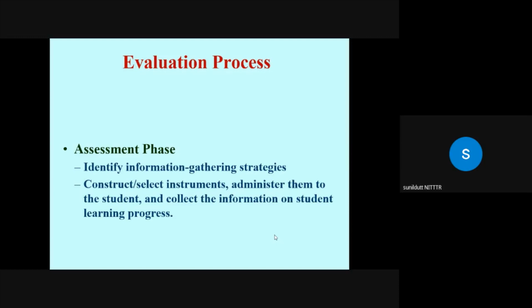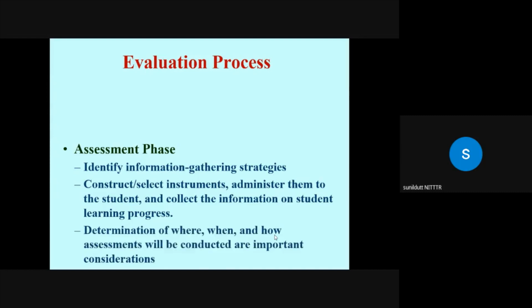So the second phase is the assessment phase, and during this phase the teacher identifies the information gathering strategies. He constructs the instrument, that is the test, or he selects the test, he administers the test to the student and collects the information on student learning progress. So the identification and elimination of bias like gender bias or cultural bias from assessment strategies and instruments, and the determination of where, when, and how assessment will be conducted are important considerations of this particular phase.